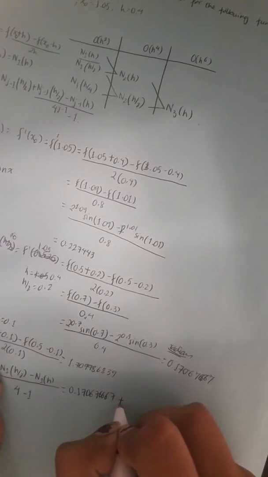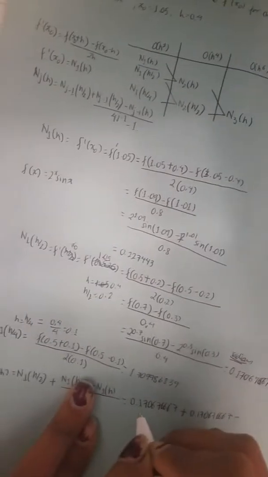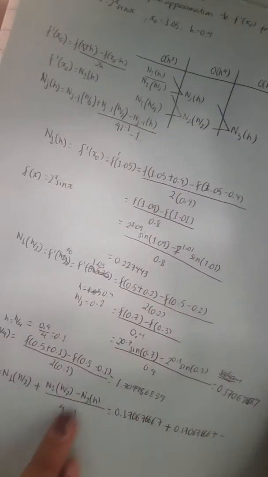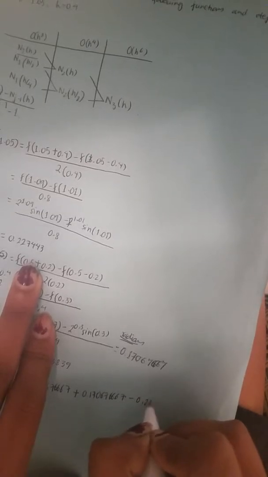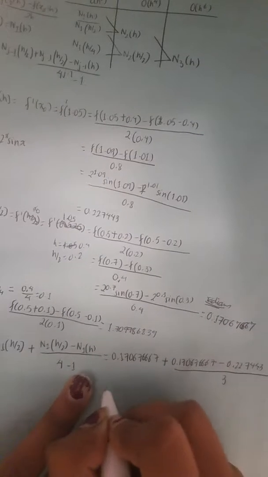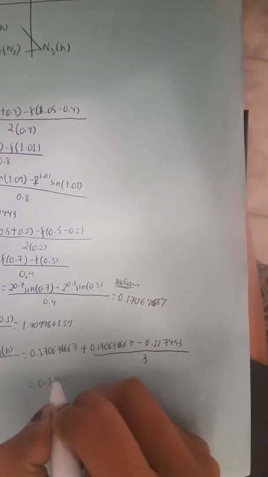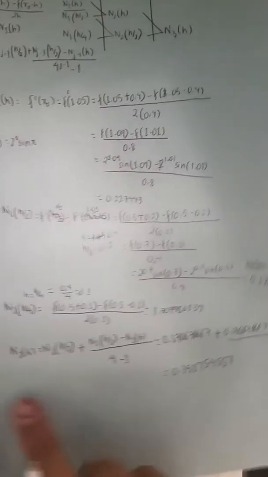0.170676667. Plus N1 of h over 2, same thing, 0.170676667, minus the N1 of h over here, which is 0.2274443, over 3. So this will give us 0.151754557. Cool. So that is our N2 of h.